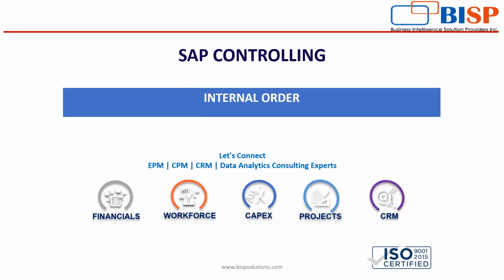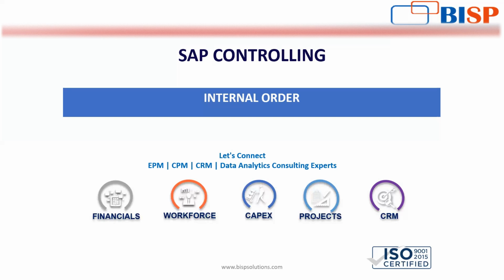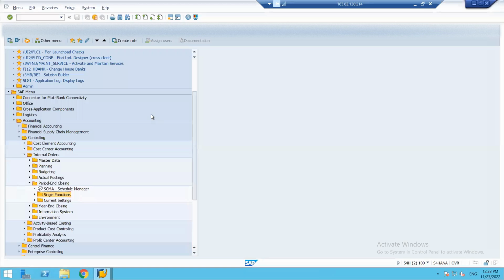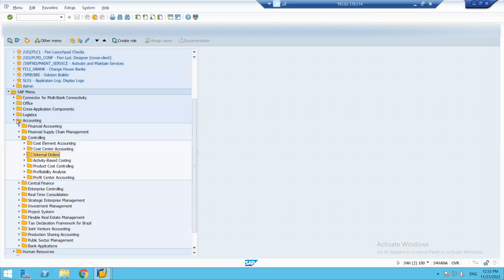So in easy words, it is a virtual place of collecting or pooling cost of a particular activity or a task. So we need to do a few basic settings for internal order in SAP. So let's understand step by step by going to the SAP portal. So this is our SAP software screen, the easy access screen.